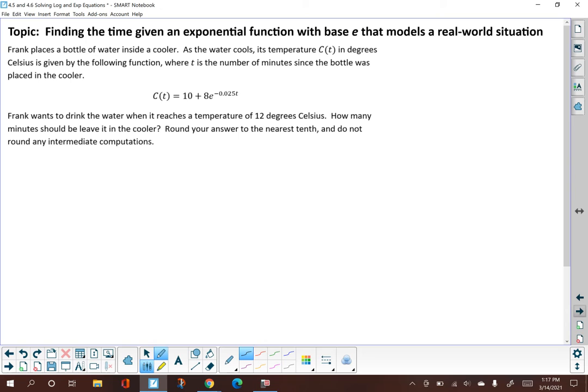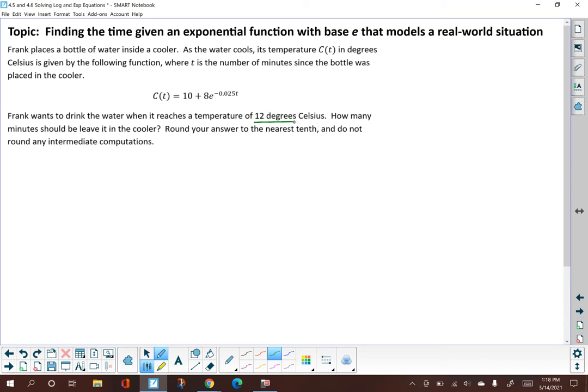The next topic is finding the time given an exponential function with base e that models a real-world situation. So we've got Frank putting a bottle of water inside the cooler. As the water cools, the temperature is given by this function, where t is the number of minutes since the bottle was placed in the cooler. He wants to drink the water when it reaches a temperature of 12 degrees Celsius. How many minutes should it be left in the cooler? So we're solving for t.